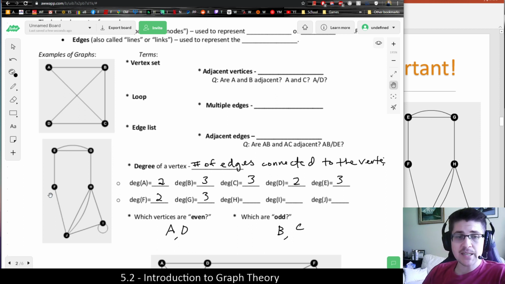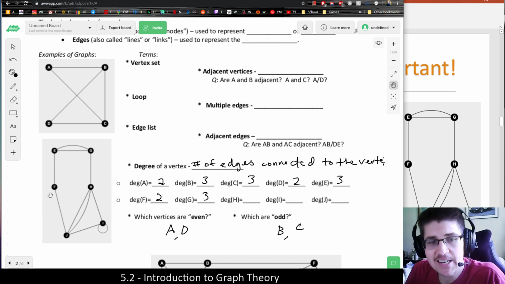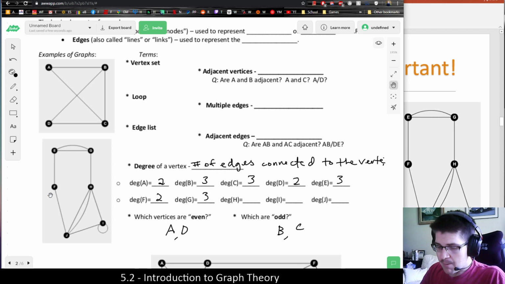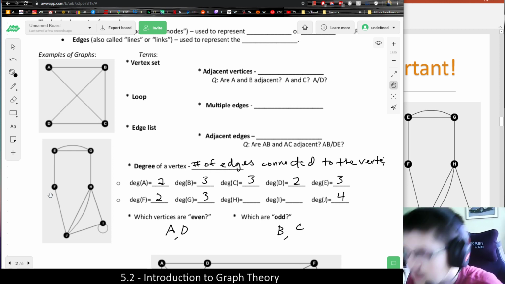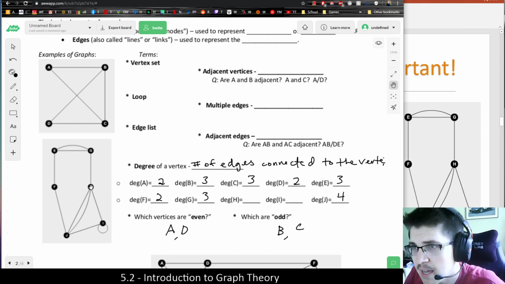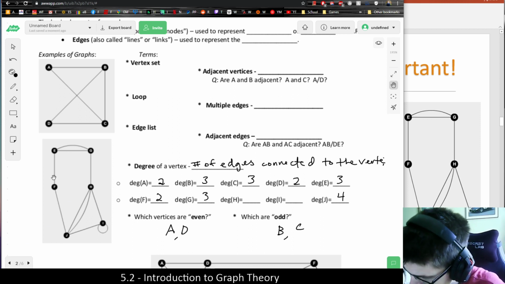And in later chapters, we're going to ask, what does the vertex mean in this chapter? And what does the line mean? They could take on different things. And so vertex J would be degree 4 because it has 4 lines going to it. H would be 4 as well.